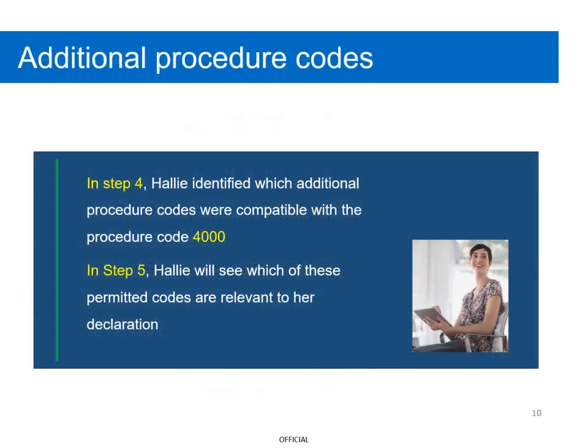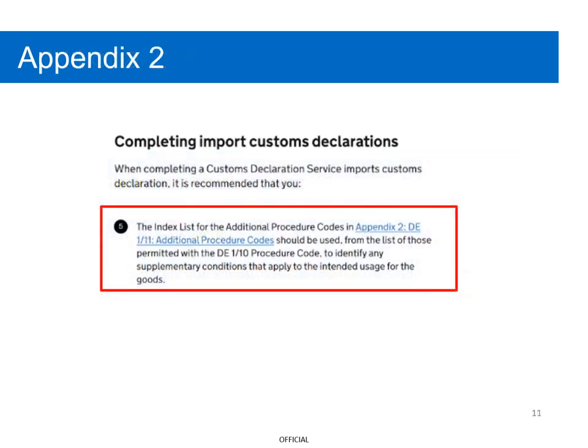In step 4, Hallie identified which additional procedure codes were compatible with the procedure code 4000. In step 5, Hallie will see which of these permitted codes are relevant to her declaration. This can be done by accessing Appendix 2 in step 5. Hallie selects the hyperlink.